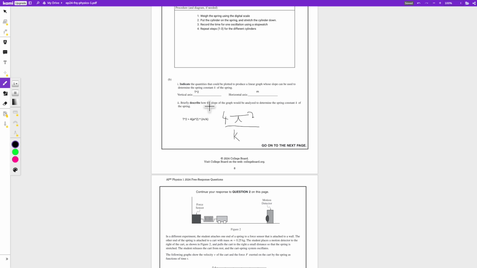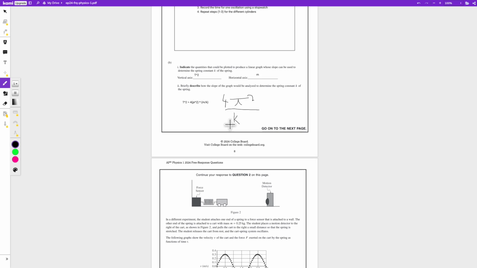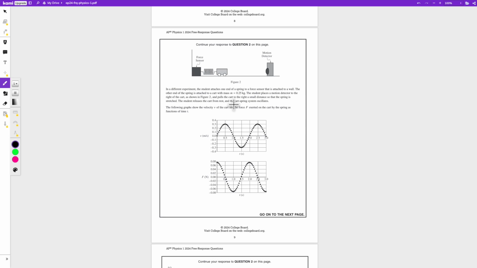So if we found the value of the slope and set it equal to this, we multiply k to the other side, we divide both sides by the slope, and we find the value of k using that. So that's how you're going to use the slope of the graph to find the spring constant of the spring. Well, let's go on to the next question.